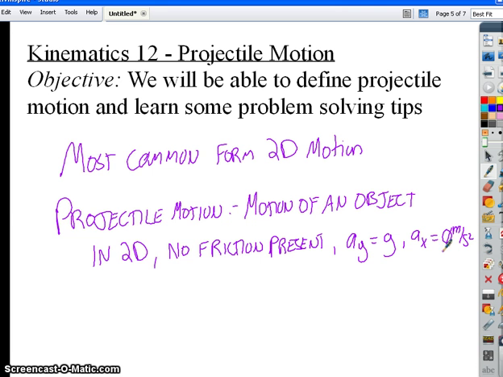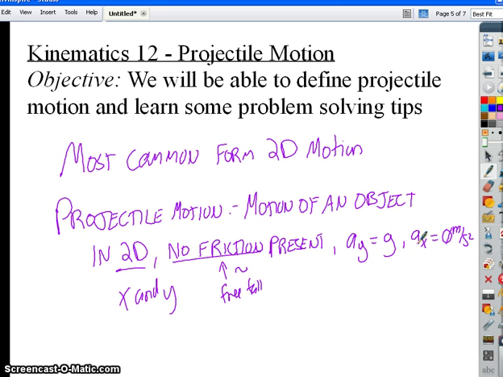But projectile motion is motion of an object in 2 dimensions, so x and y. No friction. Okay, this is kind of common. This is just like free fall. Similar to free fall. And the acceleration in the y direction is gravity, and the acceleration in the x direction is equal to 0.